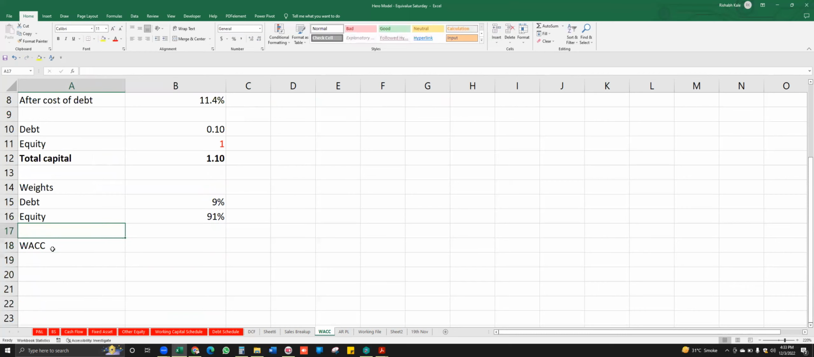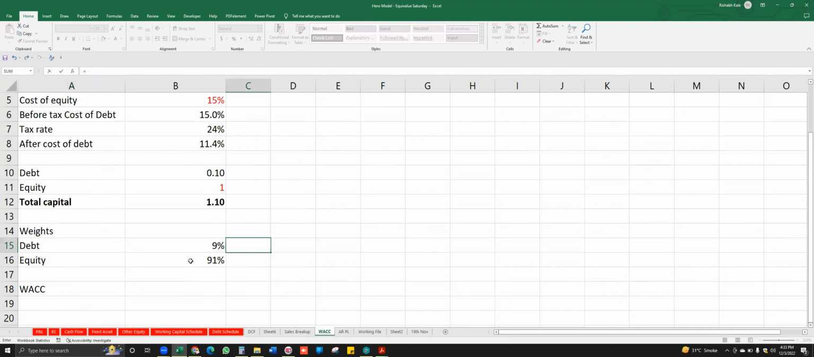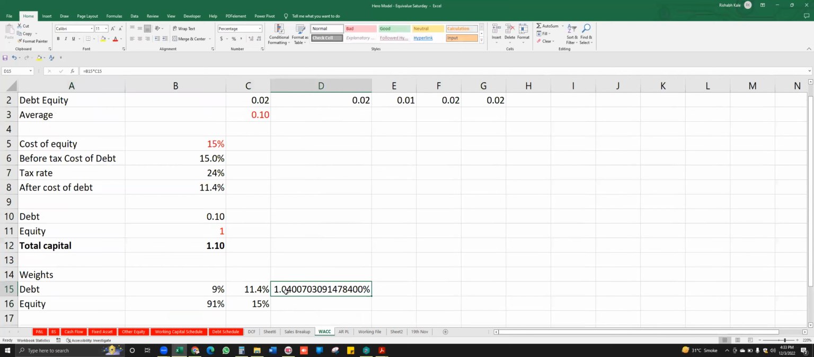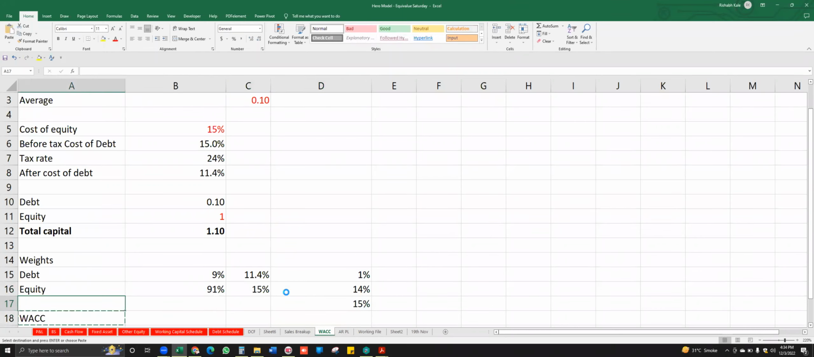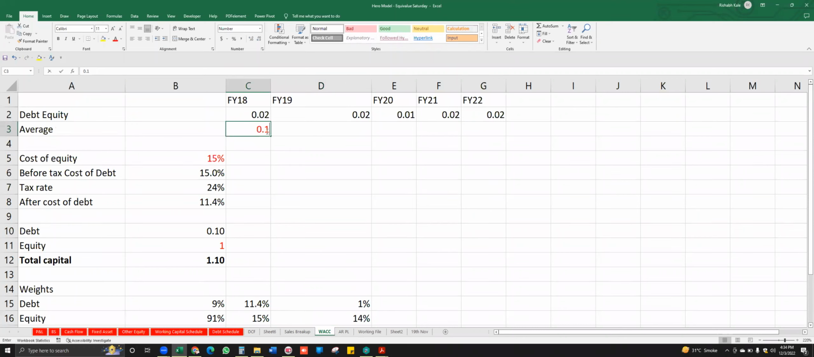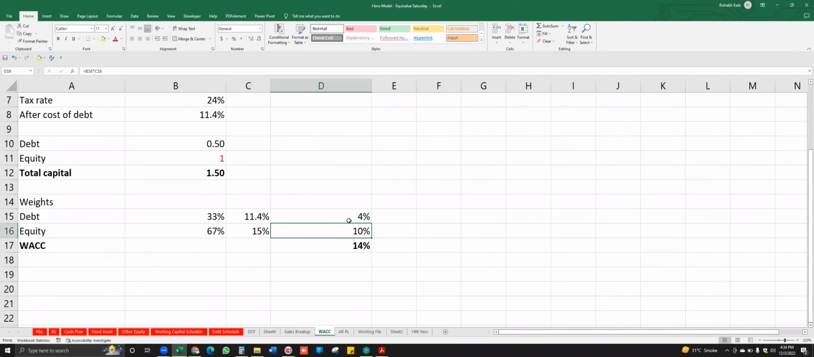WACC, weight you have. In front of it you can put the cost. After tax is this. Equity is this, 15%. Debt into this debt. There's hardly any debt. And then WACC. Your total WACC is how much? 15% is your WACC. Now a change in this, if I make it 0.5, everything changes.